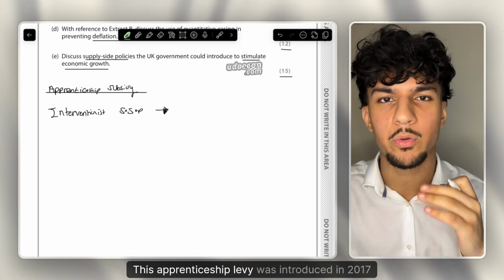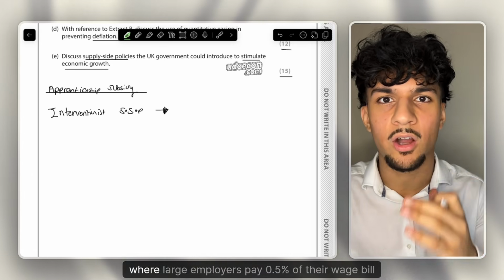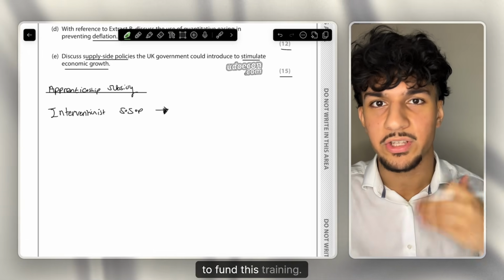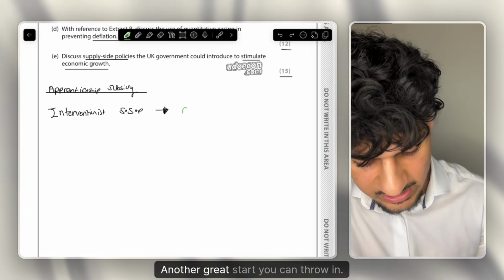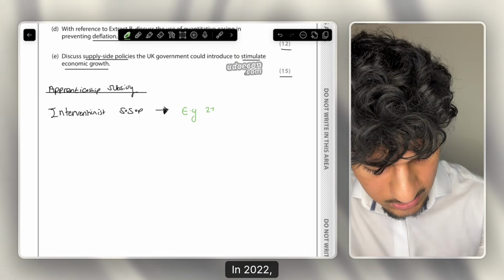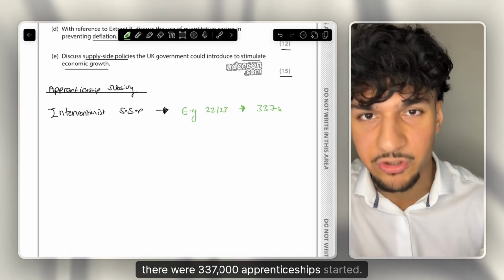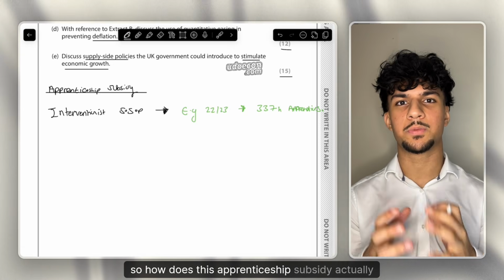The apprenticeship levy was introduced in 2017, where large employers pay 0.5% of their wage bill to fund this training. Now that is a great start. Another great start you can throw in: in 2022/23, there were 337,000 apprenticeships started. So how does this apprenticeship subsidy actually work?